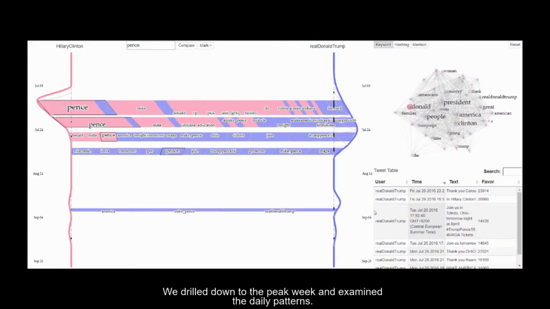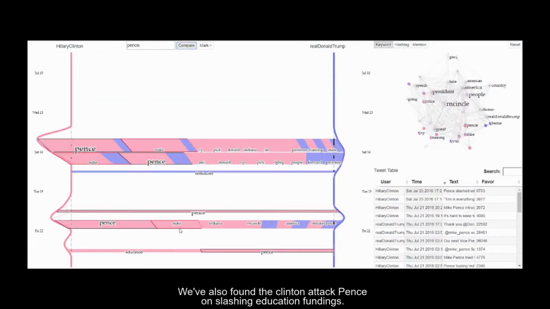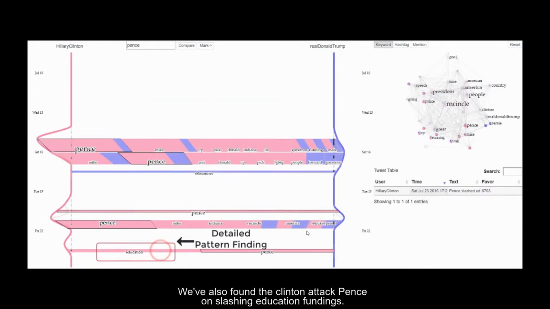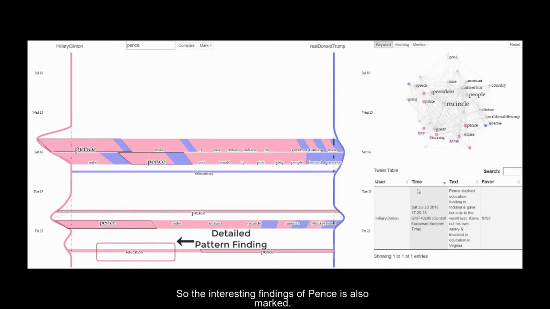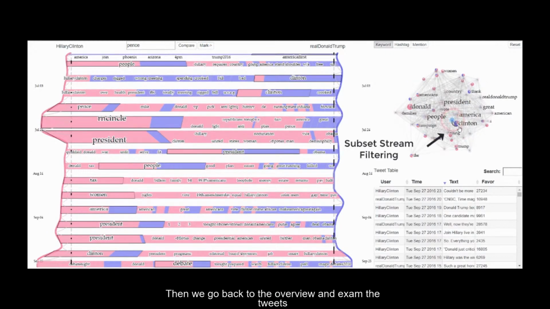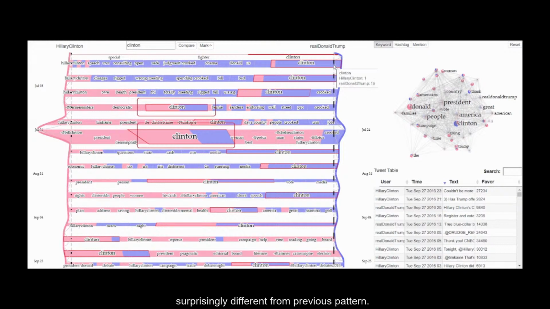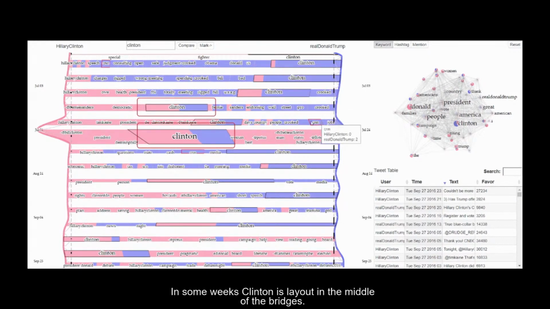We drill down to the peak week and examine the daily patterns. We've also found that Clinton attacked Pence on slashing education funding. So the interesting findings on Pence are also marked. Then we go back to the overview and examine the tweets containing "Clinton". Surprisingly, different from the previous pattern, in some weeks Clinton is laid out in the middle of the bridges.